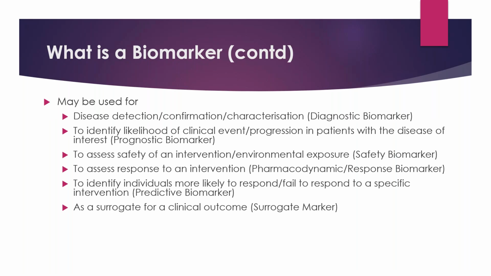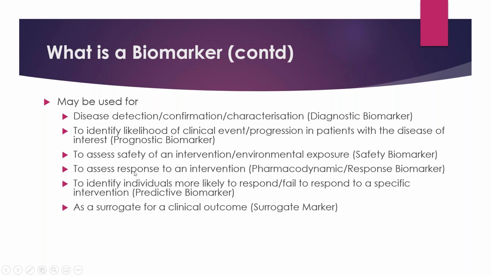So what is a biomarker? Well, firstly, a biomarker can be used to detect a disease or to confirm its presence or to characterize a subtype of patients within the disease of interest. And if used in that way, the biomarker is said to be a diagnostic biomarker. It can be used to identify the likelihood of a clinical event occurring at some defined time point, or of the risk of progression in patients with the disease of interest under study, in which case it would be called a prognostic biomarker.